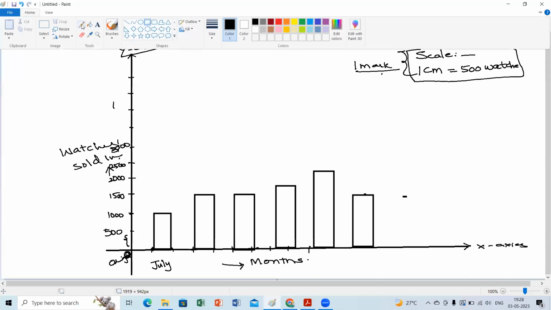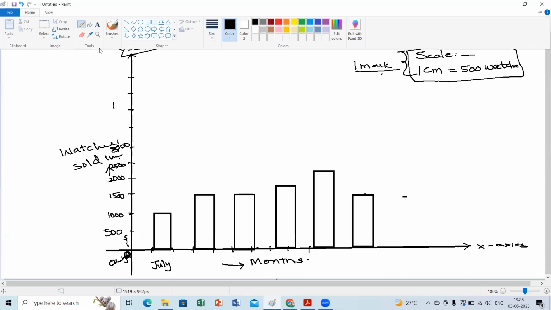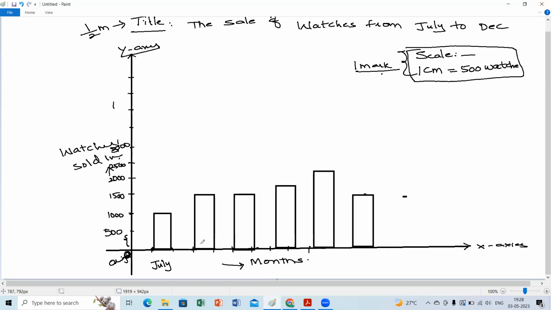These are the different things we can use. The months I should mention, right? July. What is the next month, children? August, September, October, November, and December. The distance between these two bars is always uniform. If you are taking 1 unit, it should be only 1 unit. This part should be very uniform, children. That's more important. That's one thing you need to do.